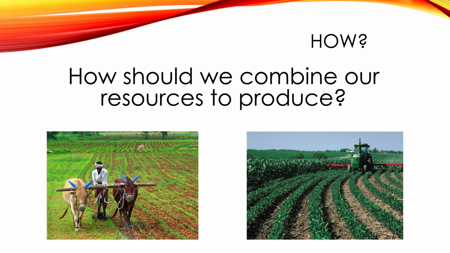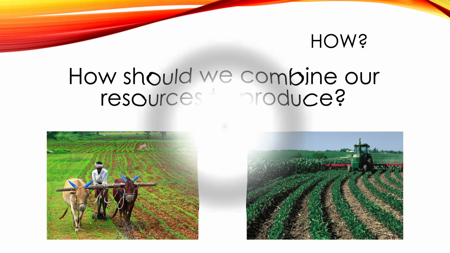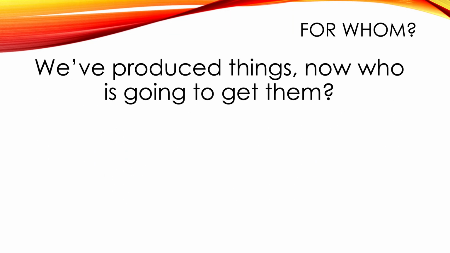And then the final question is, once we've decided what we're going to make, once we've decided how we're going to produce things, for whom? In other words, we produce the things, who's going to get them? And this is a place where the answers look really, really vastly different to the average person. Again, you might not know how goods are produced in different economies. You might not even fully understand how goods are produced in your own economy. But you sure understand how we decide who gets what.